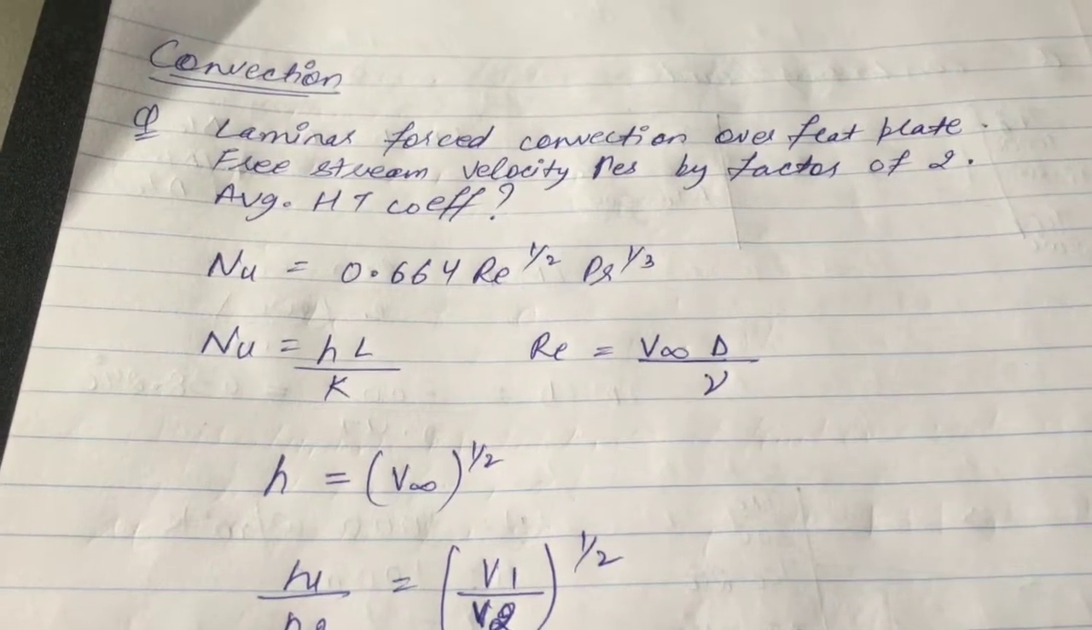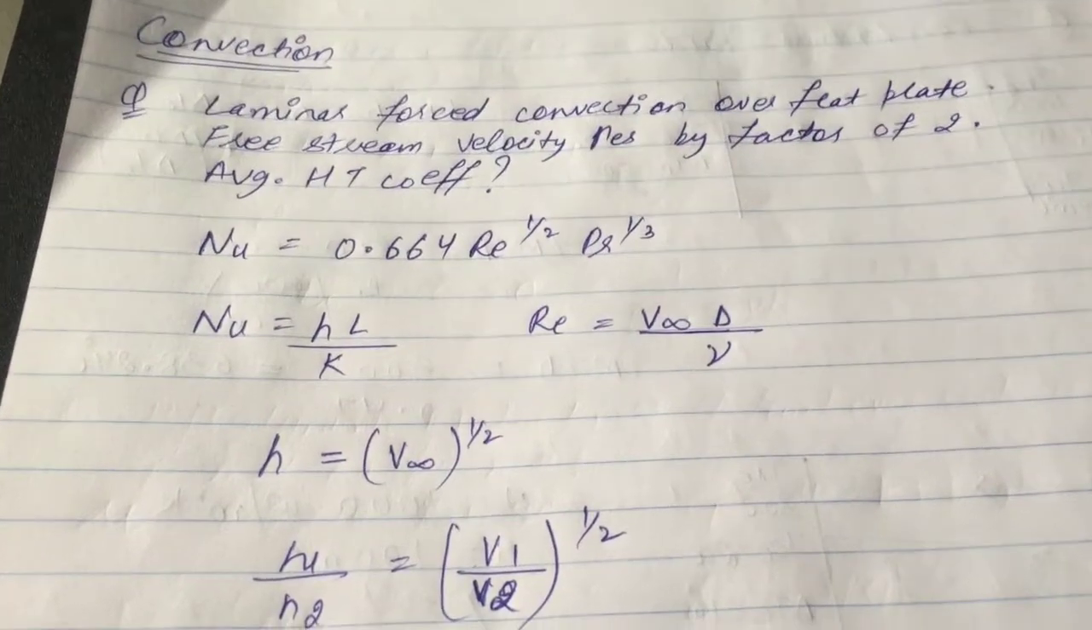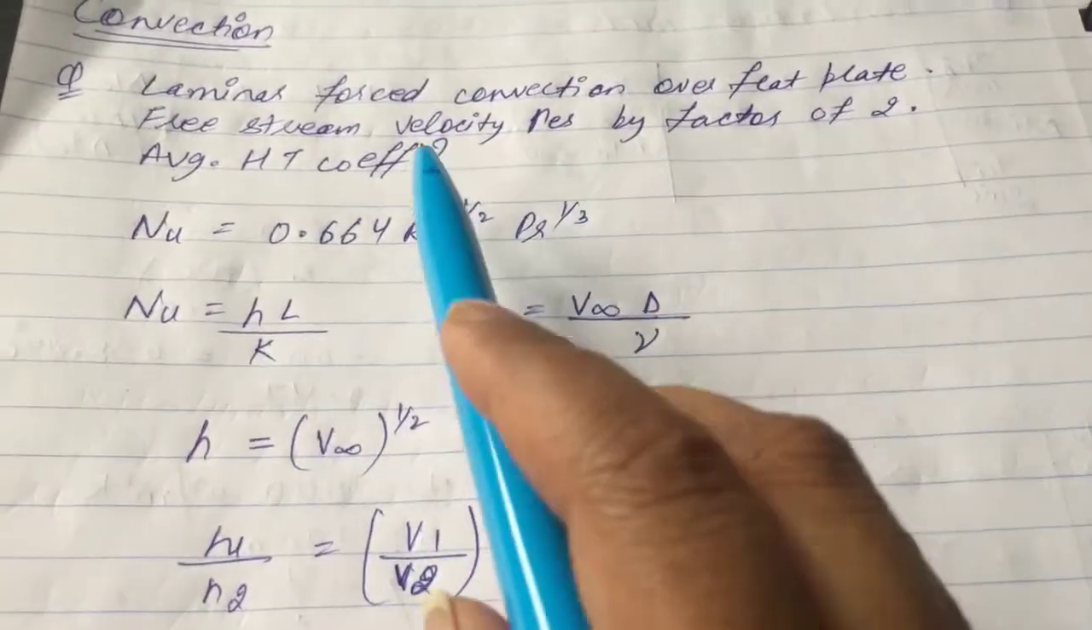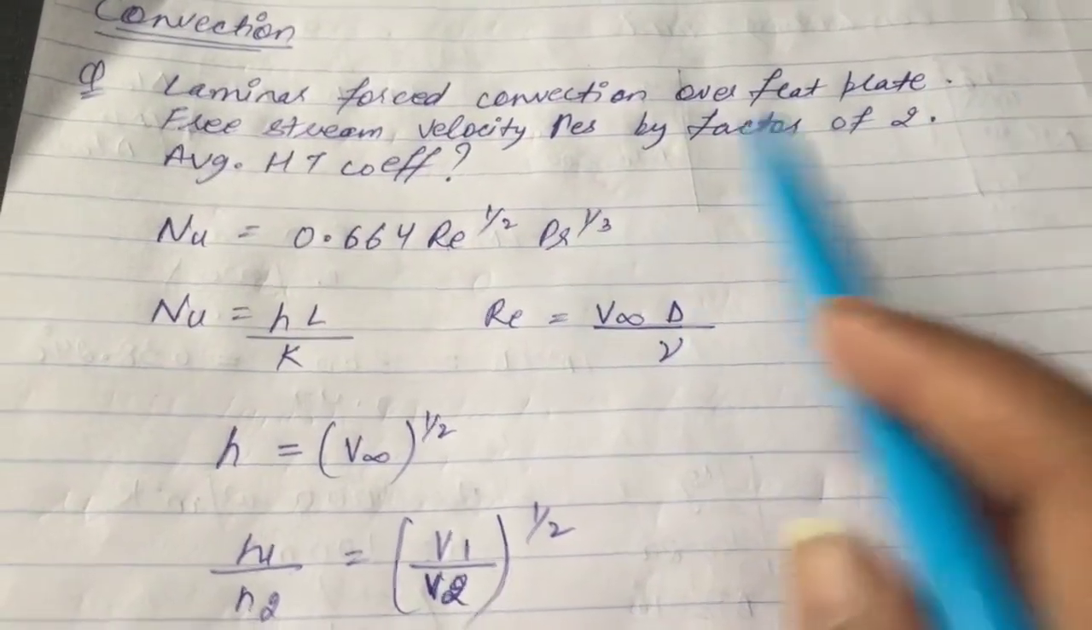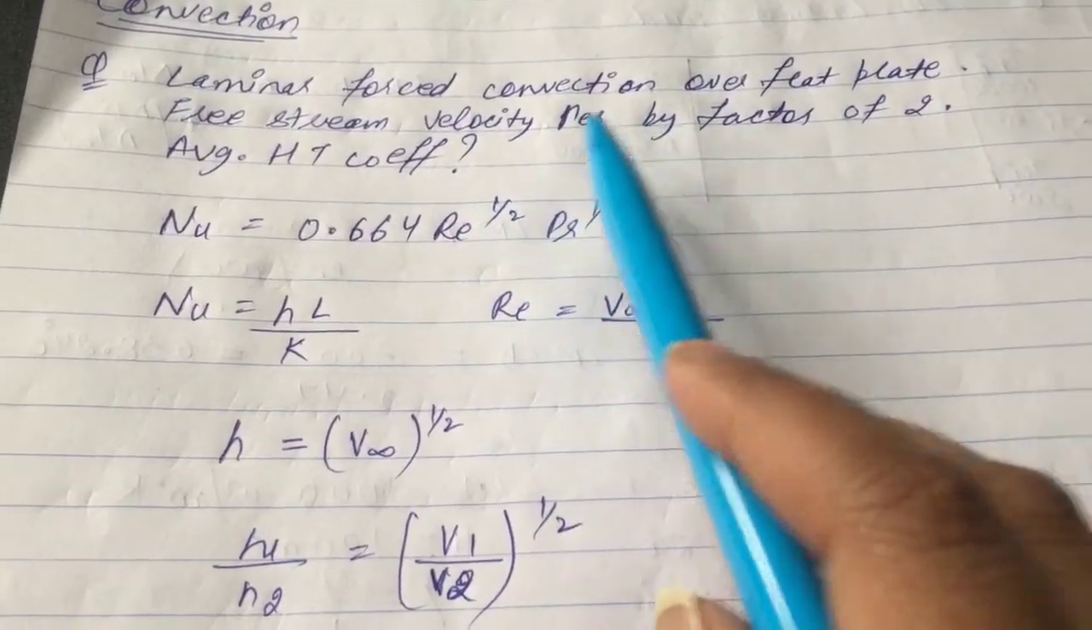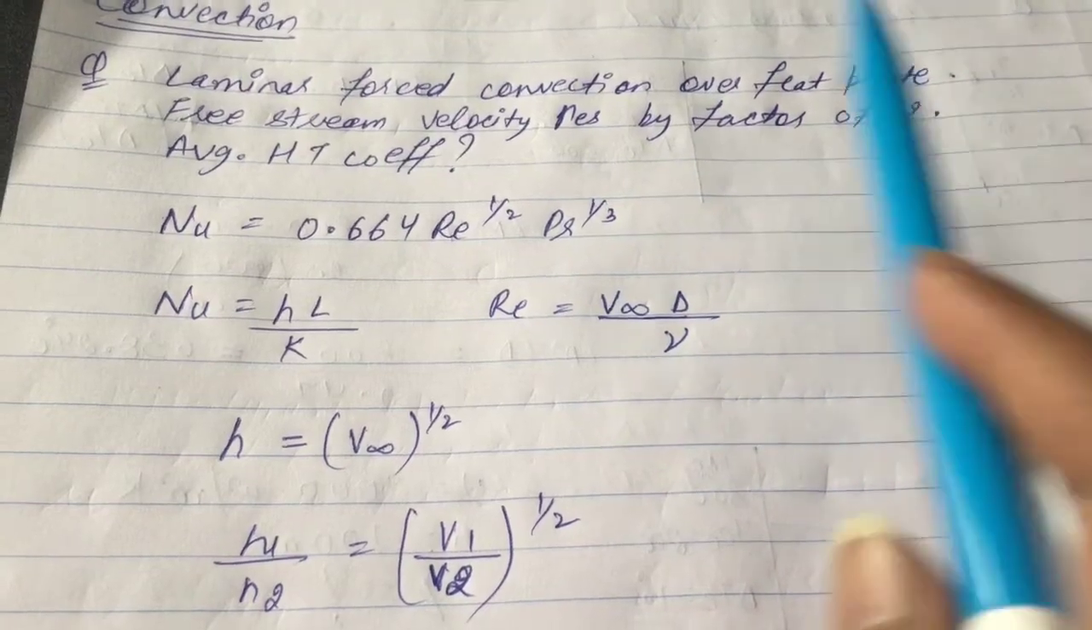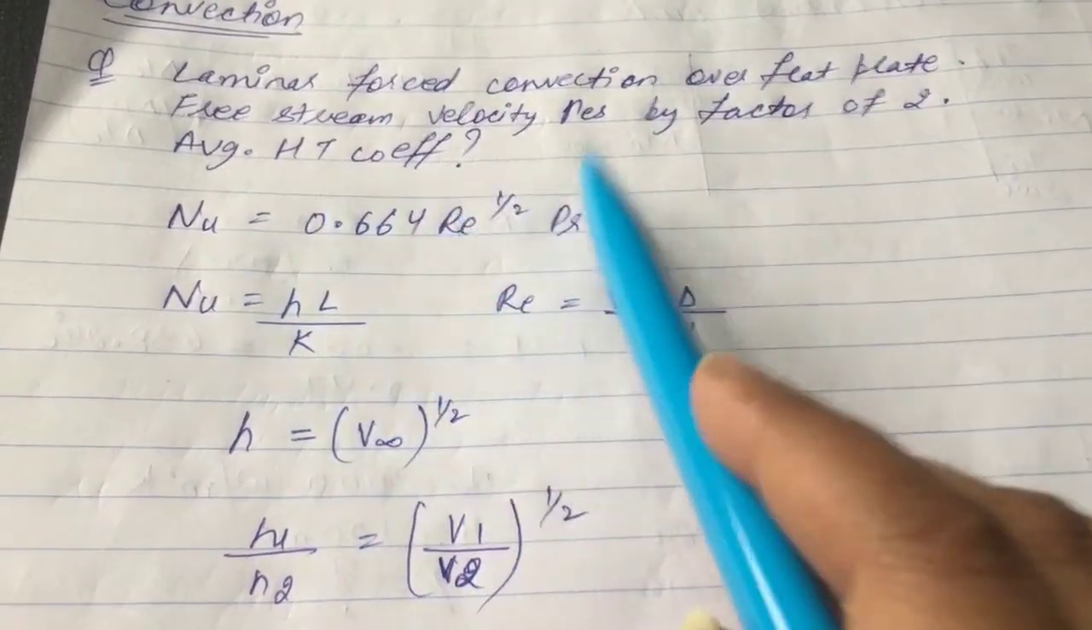Hi guys, welcome back. Next topic is convection, questions based on convection. First question is laminar forced convection over a flat plate. Free stream velocity is increased by a factor of 2. We have to find the average heat transfer coefficient.